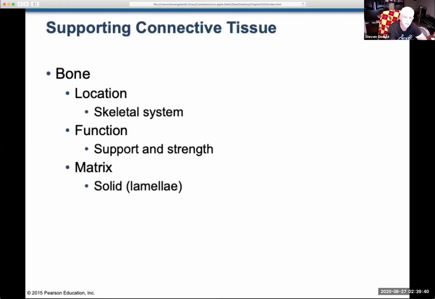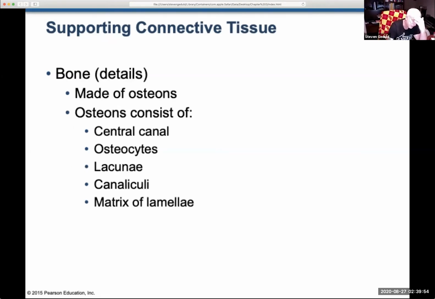Okay, bone. Bone is a lot harder and more brittle than cartilage. The location of bone is in your skeletal system. Its function is support and strength, and it is solid. It's made up of lamellae, which are different concentric rings. Now, each bone unit is called an osteon.